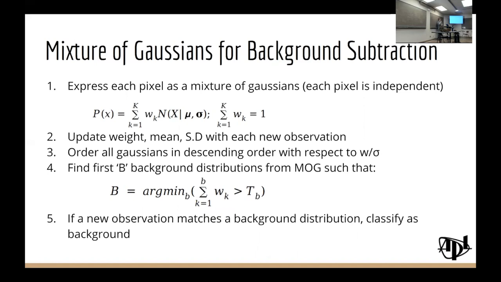Each pixel we represent as an independent variable, separate from all the other pixels. And we describe it as a series of Gaussians, described by this equation here, where N, of course, is normal, and we have our mean and standard deviation. With each new pixel, we update our weights, our means, and our standard deviations. When a new observation comes in, we order these Gaussians in descending order with respect to the weight and standard deviation. And then we build a series of potential background distributions based on this threshold value. And if a new pixel comes in that matches one of the Gaussians, we classify that as background.